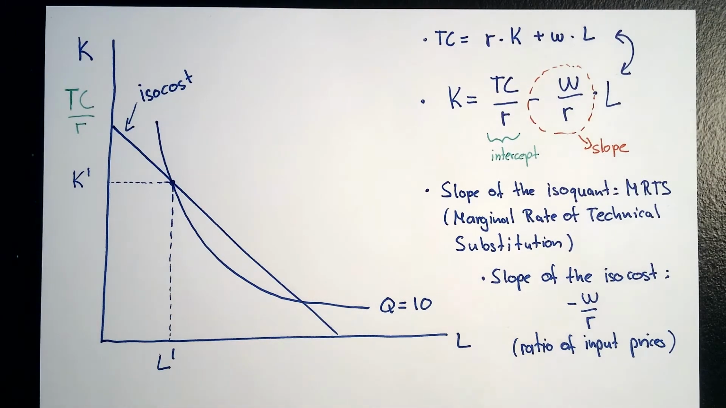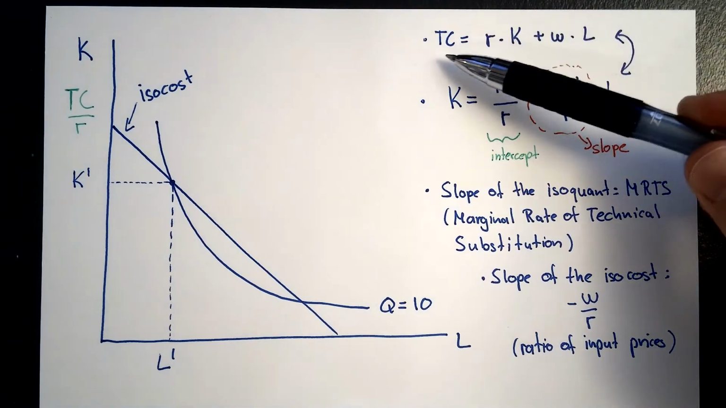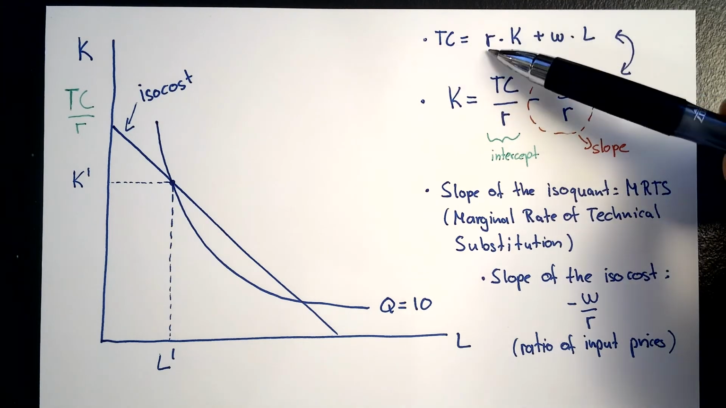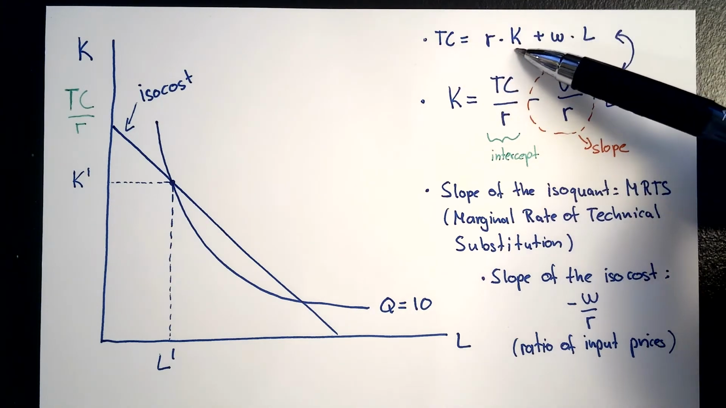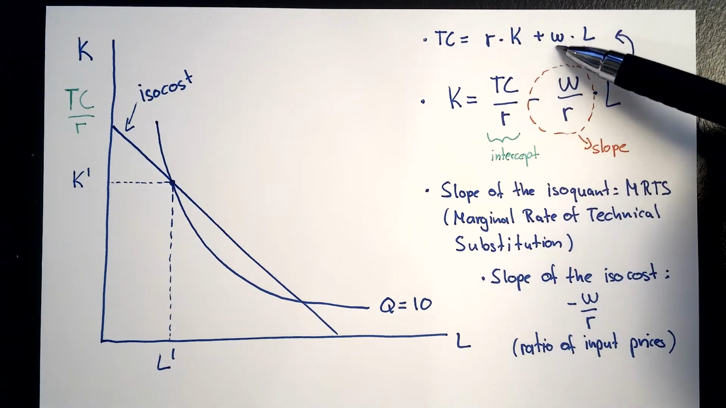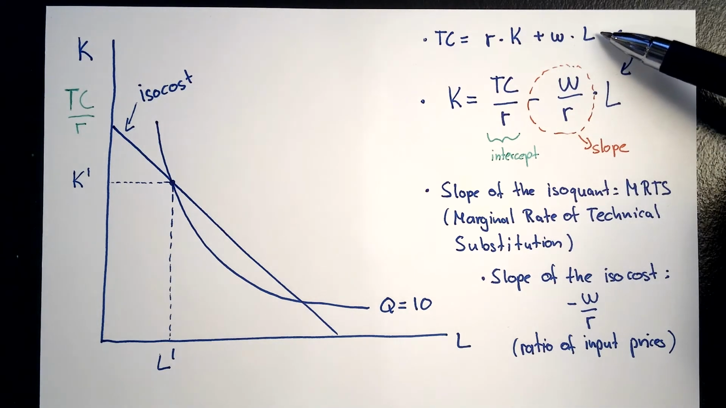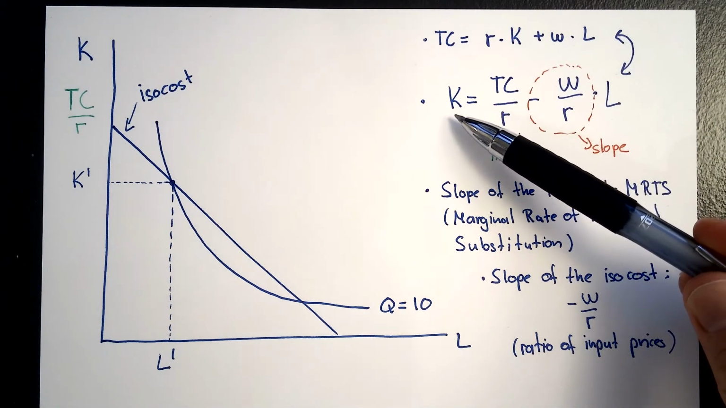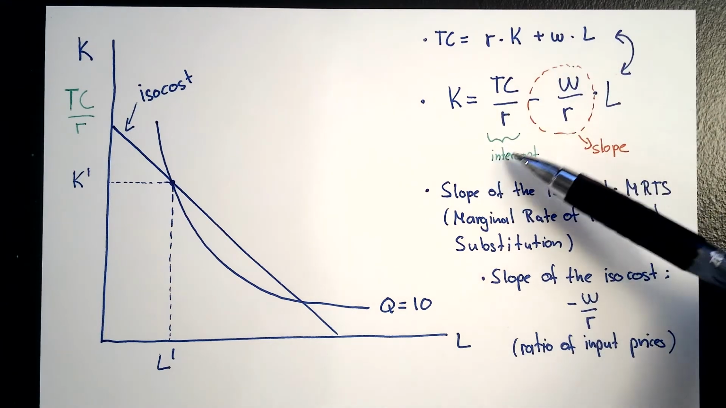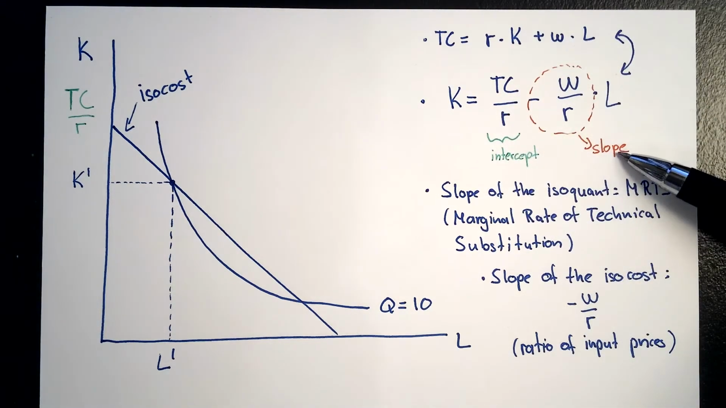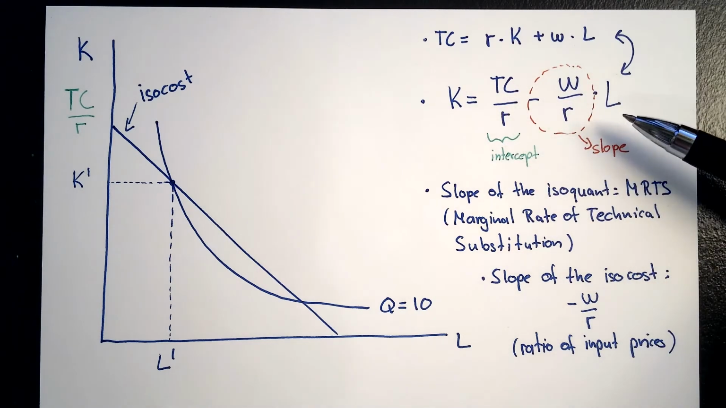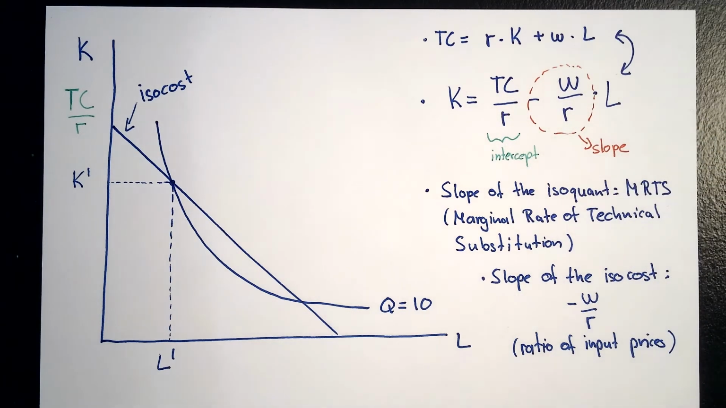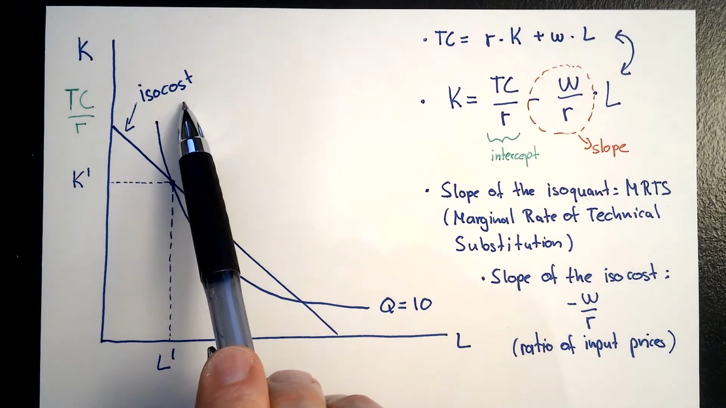Here we have now all the components that we have talked about before. So we have the total cost, which is the rental rate of capital times the units of capital plus the wage per worker times the number of workers. And we can reorganize this term by writing it as a function of K. And so we have an intercept and also a slope term. Now this is very similar to the budget constraint, but we do not have a budget constraint for a firm, but we have what is called an isocost line.